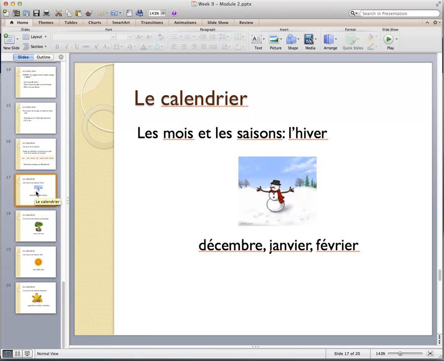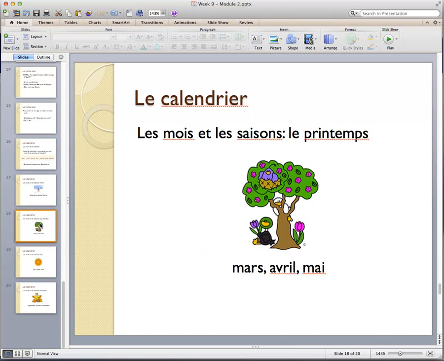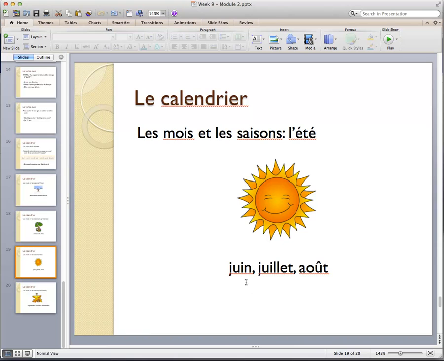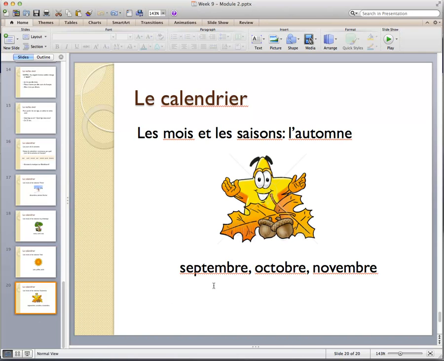We talked about the months and the seasons. These are pretty easy. Most of the months look like English words. Décembre, janvier, février sont les mois de l'hiver, winter. Mars, avril, mai sont les mois du printemps, spring. Juin, juillet, août sont les mois de l'été, summer. Et septembre, octobre, novembre sont les mois de l'automne, the fall or the autumn.